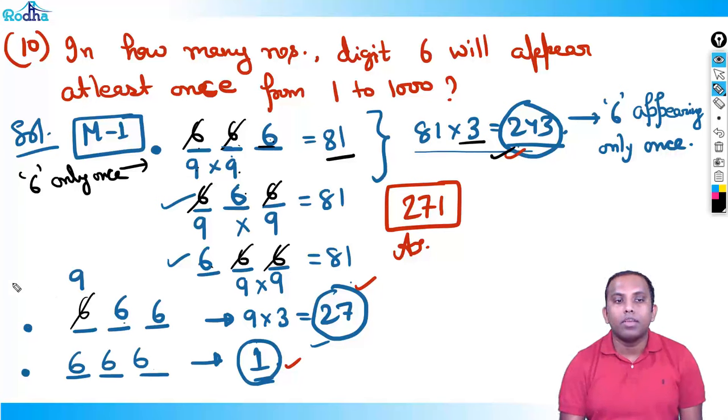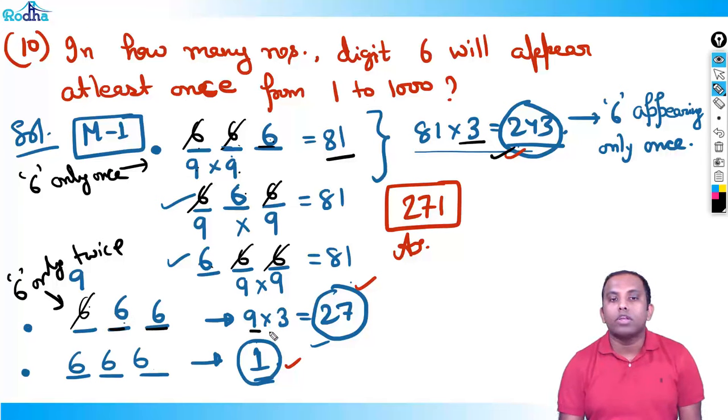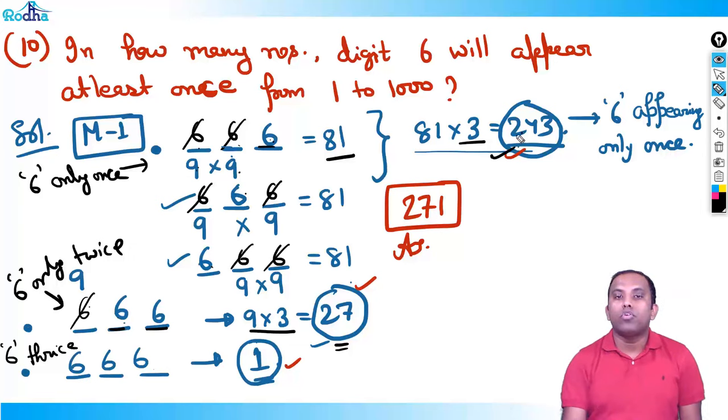What is the second case? The second case is 6 occurring only twice. Only twice means, let's say, at second and third place. That means for first place we have 9 options, because we don't want 6 at the first place. So we should do 9 into 3, 27, because 6 for second and third is one case, 6 for first and third is one case, and 6 for first and second is one case. So 9 into 3, 27. And what is the third case? 6 occurring thrice means only one number. So the answer 243 plus 27 plus 1, 271, is the answer for this question.